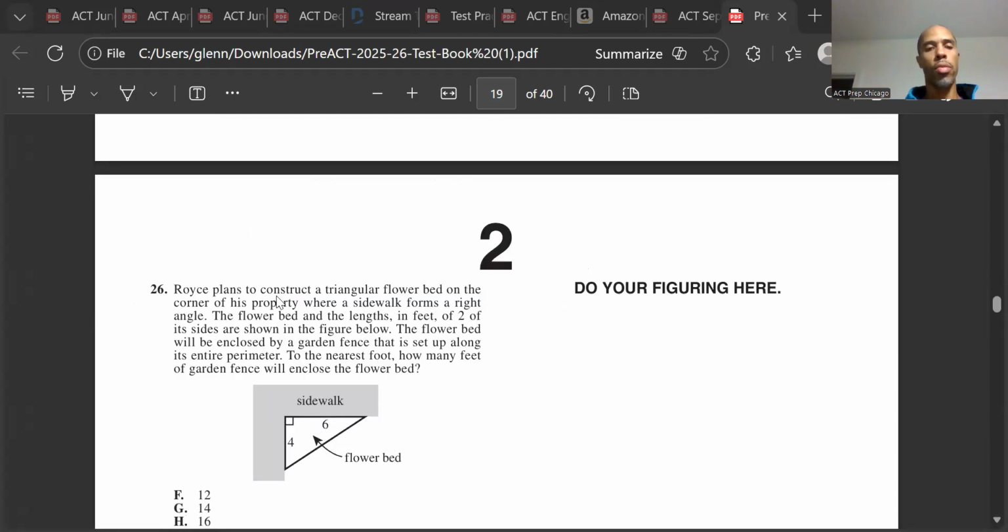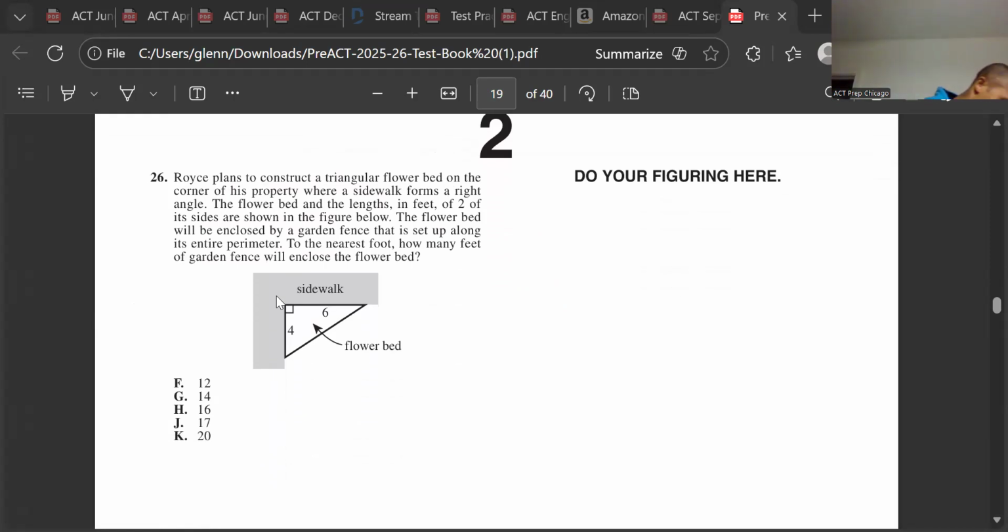Next is 26. Royce plans to construct a triangular flower bed on the corner of his property, where a sidewalk forms a right angle. The flower bed and the lengths in feet of two of the sides are shown in the figure below. The flower bed will be enclosed by a garden fence that is set up along its entire perimeter. To the nearest foot, how many feet of garden fence will enclose the flower bed? So essentially, it's asking us to add all the sides up.